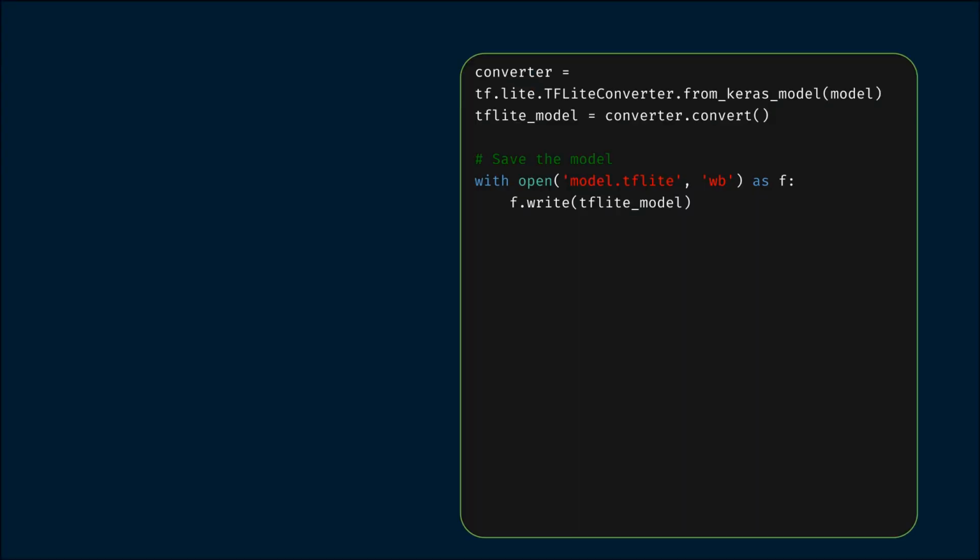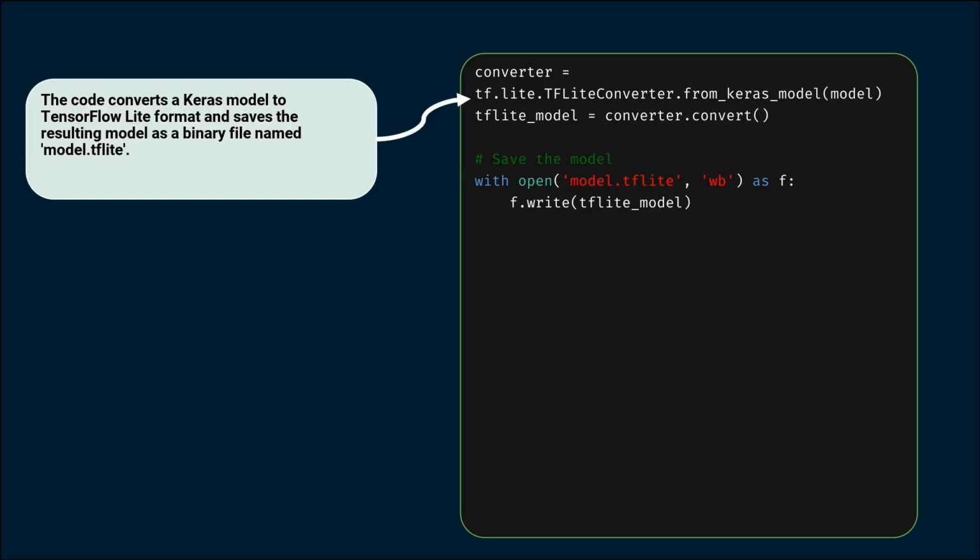Now let's see how we can convert our trained model into TensorFlow Lite format for deployment on mobile devices. The first step involves using the TFLite converter, which allows us to take our Keras model and prepare it for conversion. By calling the from_keras_model method with our trained model as an argument, we initialize the converter to handle the specifics of our model architecture. Following that, we invoke the convert method, which performs the actual transformation into the TensorFlow Lite model format.